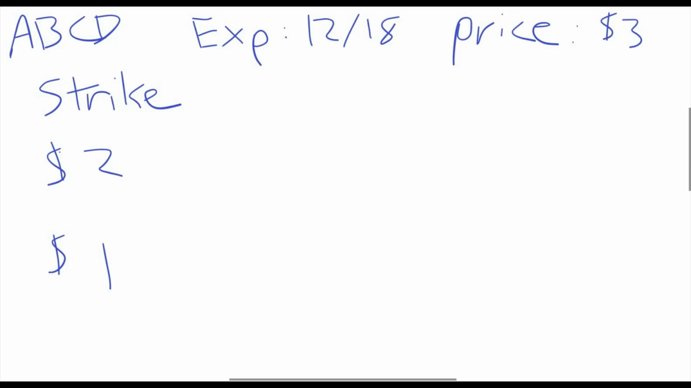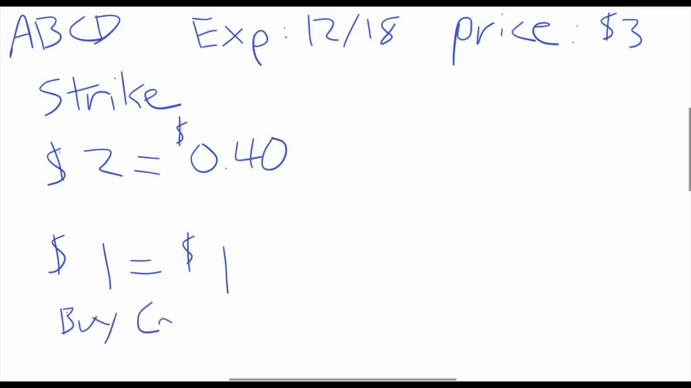So let's say our $1 strike price has a cost of $1 to buy a call for the $1 strike price. And let's say at $2, it's 40 cents. Okay? So our $1 call is our buy call, and our $2 call is our sell call.